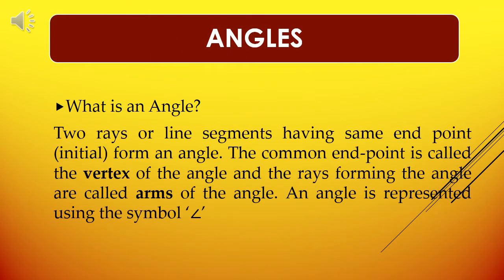Then comes the concept of angles. What is an angle? An angle is made up of two rays which meet at one common point, and that common point is called vertex. And the two rays by which an angle is formed are called the two arms of an angle.